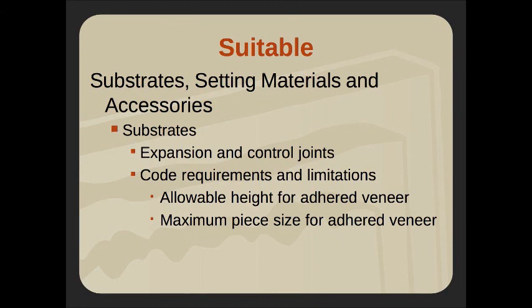And then thinking of code requirements based on the application. So if we're going to use an adhered veneer, for example, we've got an allowable height that we have to make sure we're staying under, and then maximum piece size. You know, there's basically the 15 pounds a square foot, maximum size of 720 square inches. So making sure we understand that, so we're not designing beyond what is code driven.